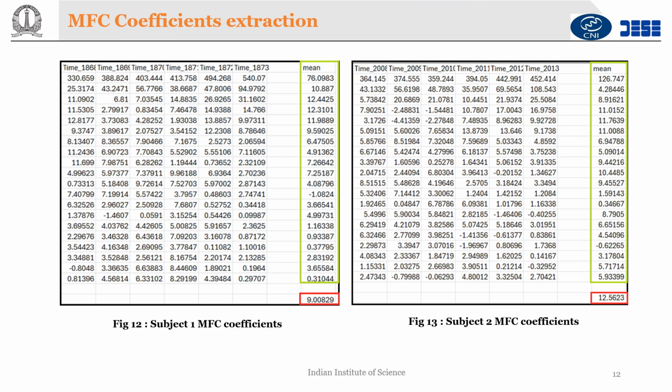So these are mel frequency cepstral coefficients which are extracted for different wave time frames. The table on the left shows the MFCC of subject 1 and table 2 shows the MFCC of subject 2.